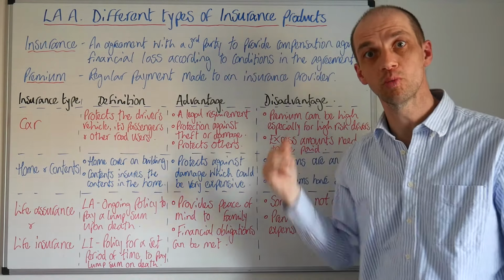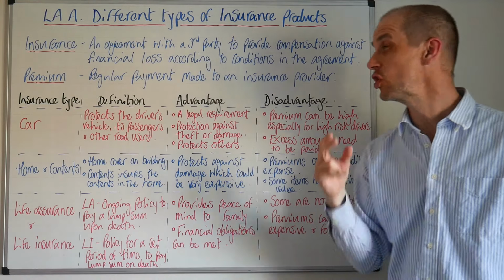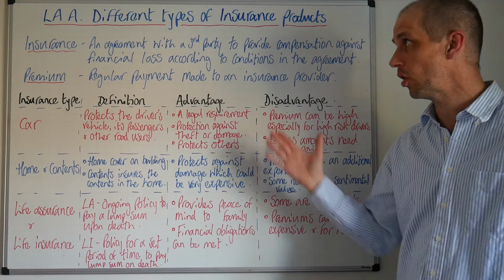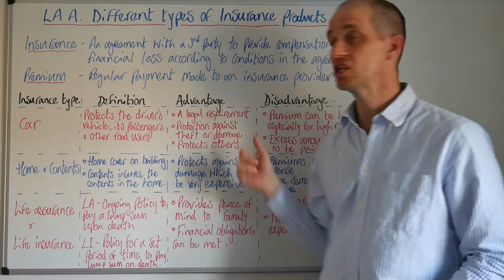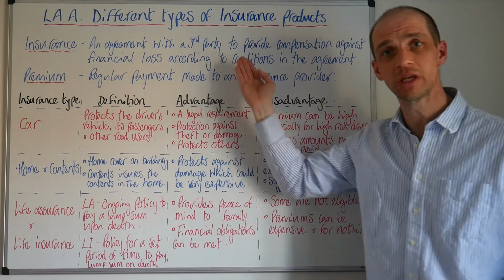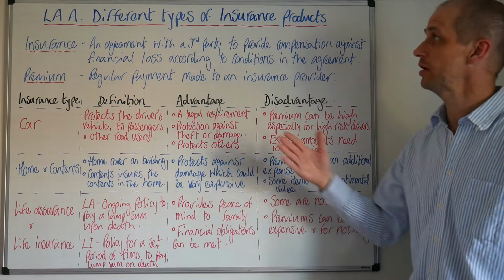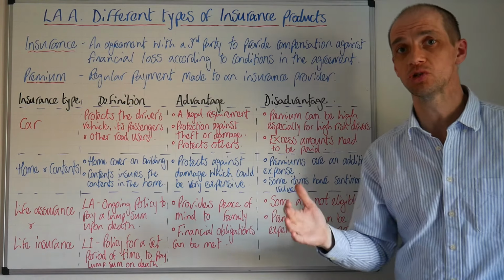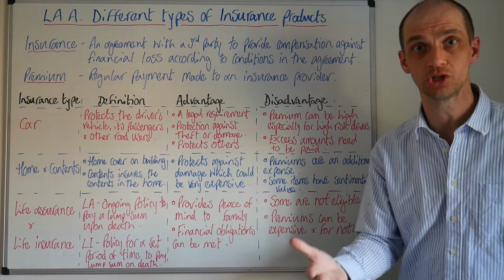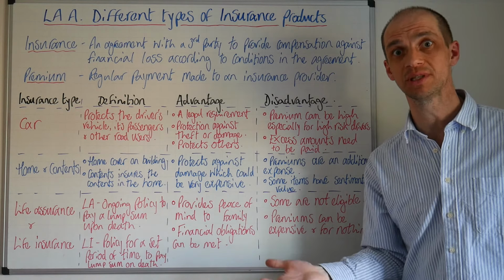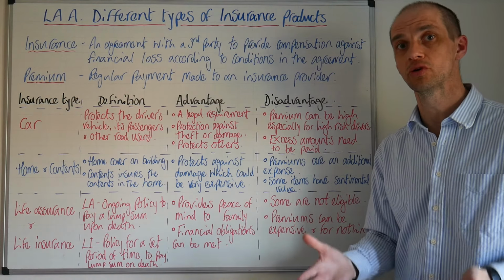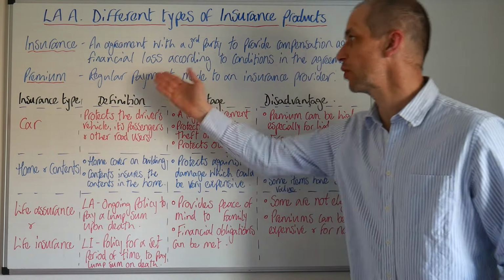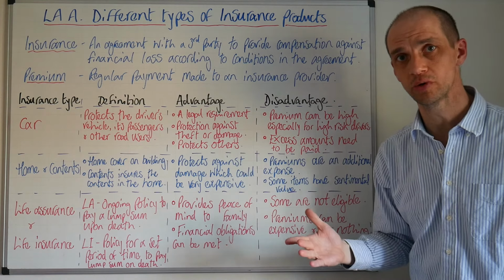First of all, it's really important we get a grip on these two main key terms that you need to understand for this part of learning AIM-A. Firstly, insurance. What is insurance about? Well, as we can see here, it's an agreement with a third party to provide compensation against financial loss according to conditions set out in that particular insurance policy agreement. Meanwhile, a premium is the regular payment made to an insurance provider.